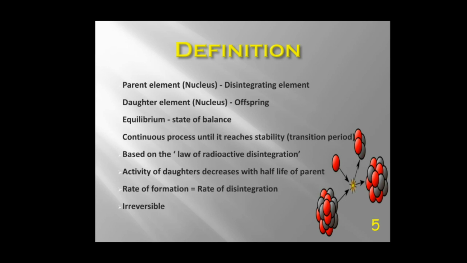When a radioactive species attains an equilibrium state, the activities of the daughters will decrease with the half-life of the parent. This is an important point. For a radioactive element to reach its equilibrium state, the rate of formation should be equal to the rate of disintegration, and it is irreversible.